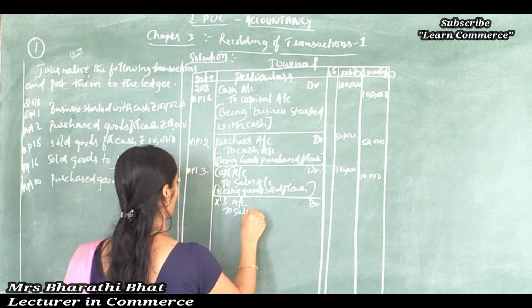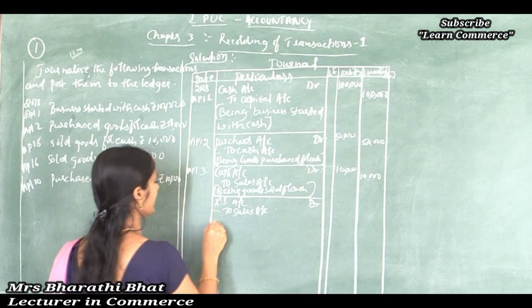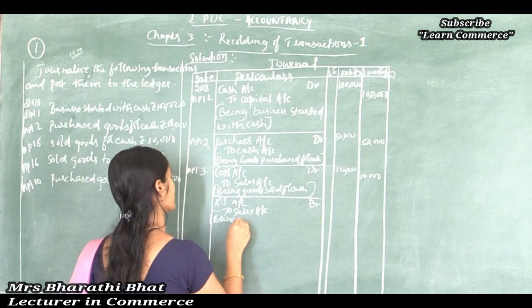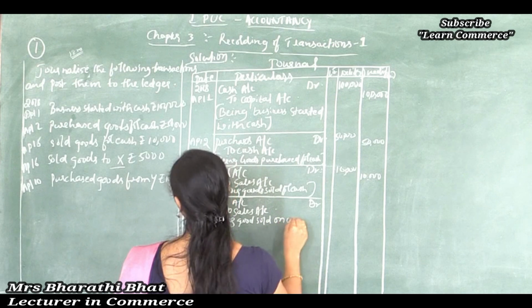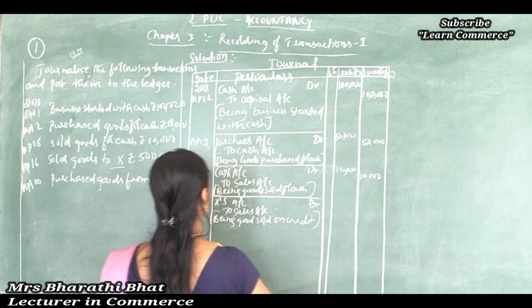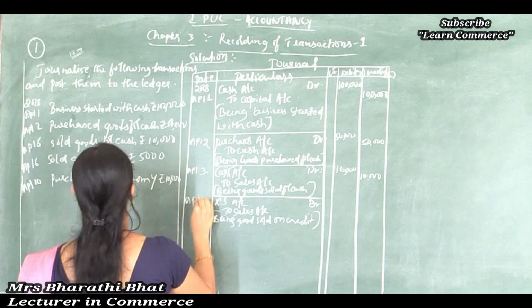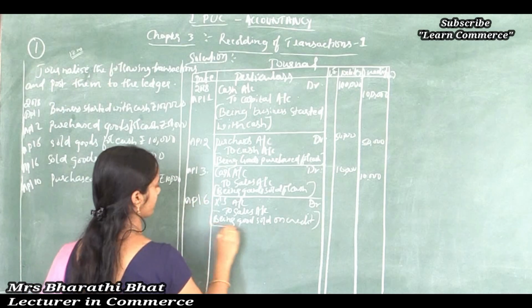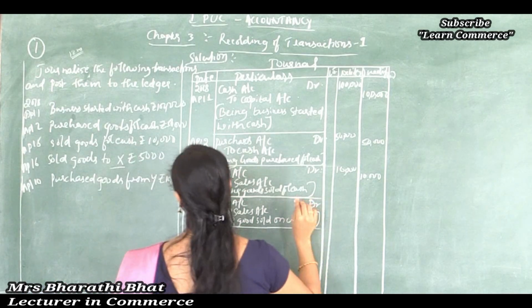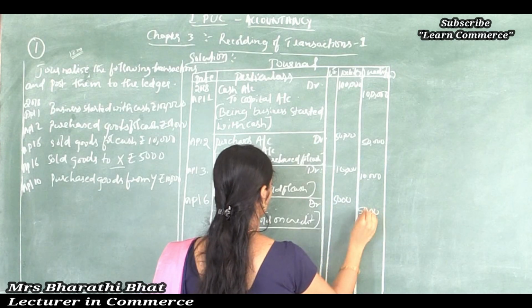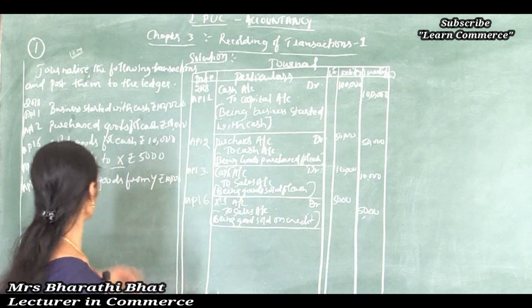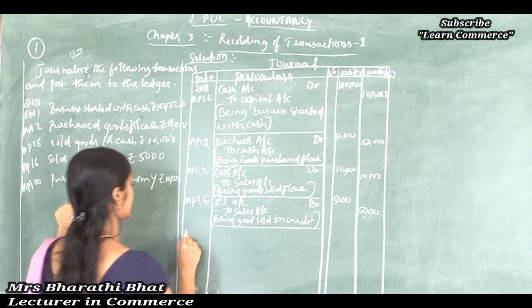to sales account, being goods sold on credit. Clear? April 6. Close the transaction: 5,000 and 5,000. Next one, April 10.